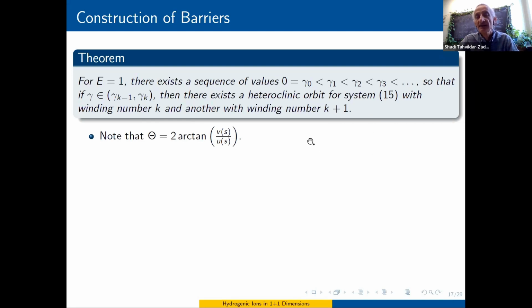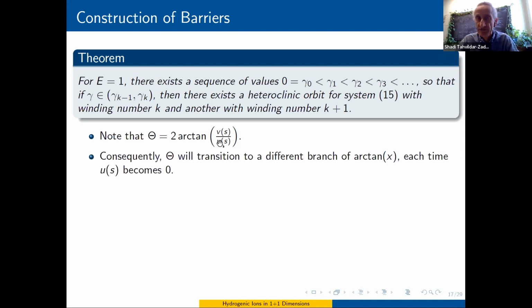The proof of this theorem involves studying that particular ODE when you set E equal to 1, which I said is exactly solvable. First of all, we note that theta, you recall theta was this, right? So U is in the denominator. Suppose U is 0 somewhere. If U is 0 somewhere, arctangent of infinity is going to be pi over 2. So this becomes pi. So we will transition into a different branch of arctangent if we go through a 0 of U. Every time we go through a 0 of U, we go into a different branch of arctangent.